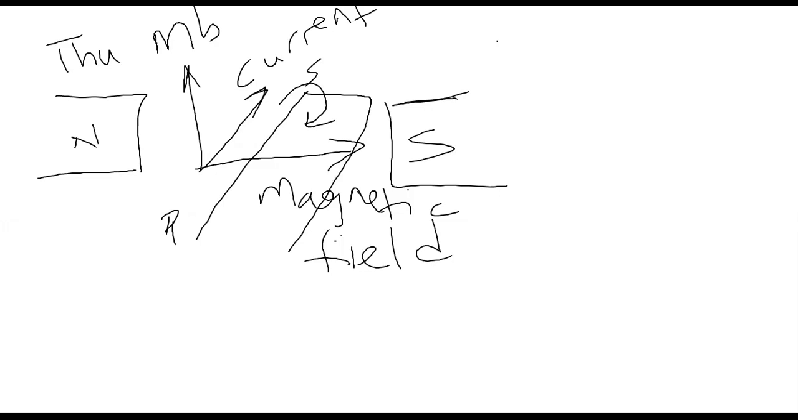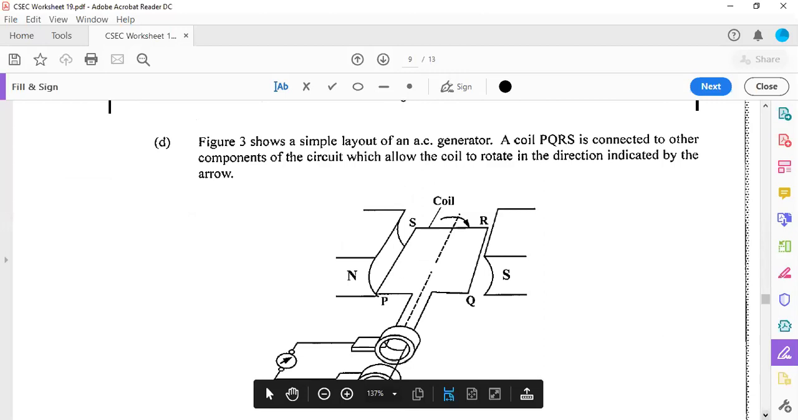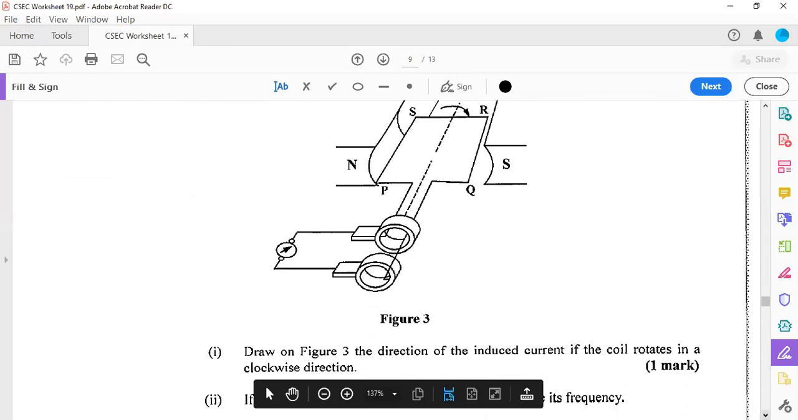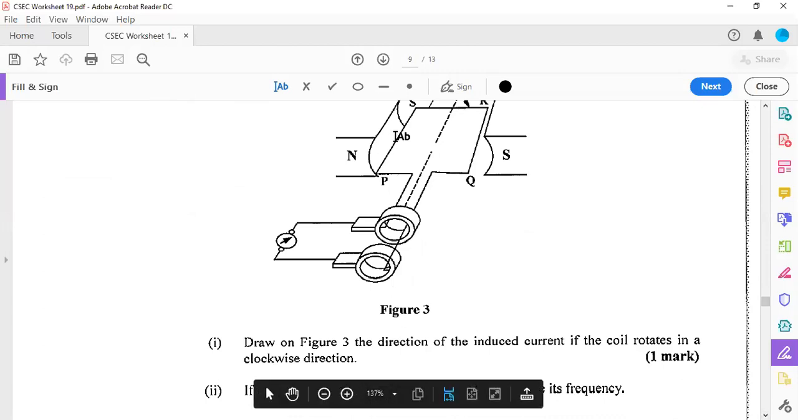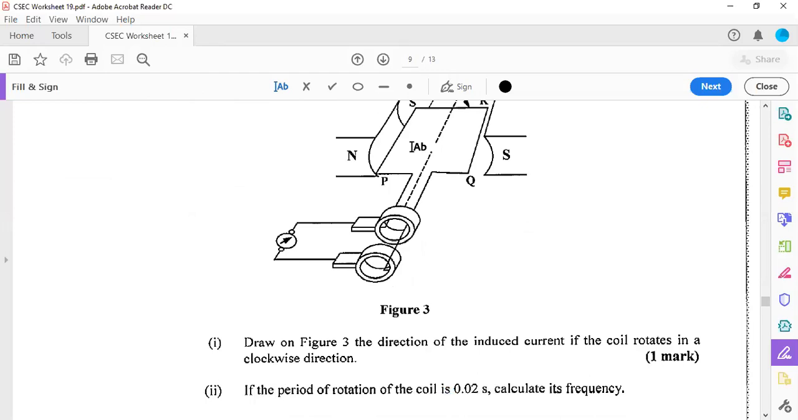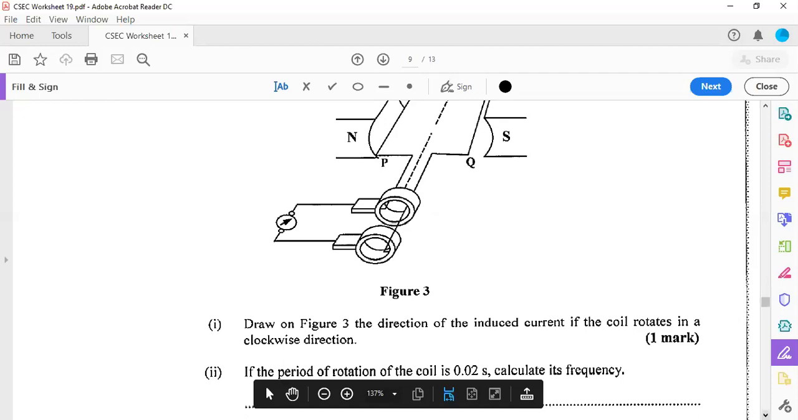So your answer here, the question says draw on figure 3 the direction of the induced EMF. So you're going to put an arrow showing the direction from P to S. Good? So you just draw an arrow pointing from P to S, with an arrowhead. Good, I can draw it in here on the PDF. So good. We're moving on now.